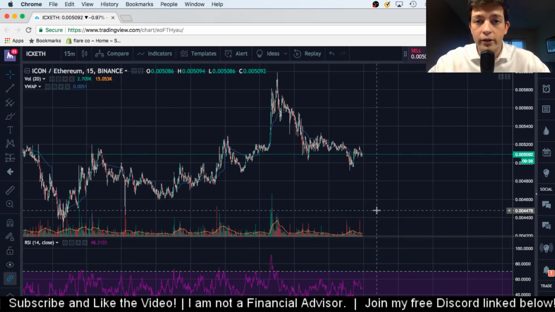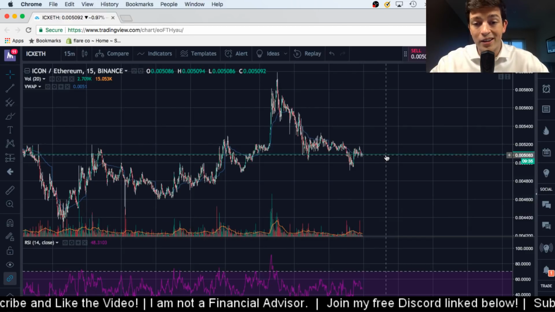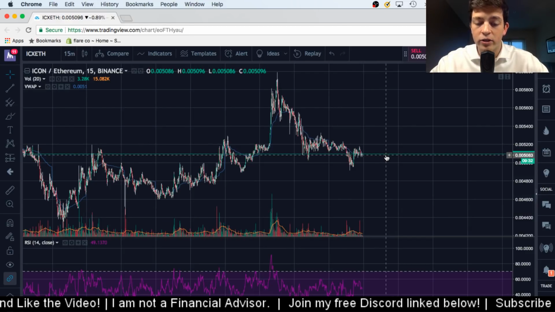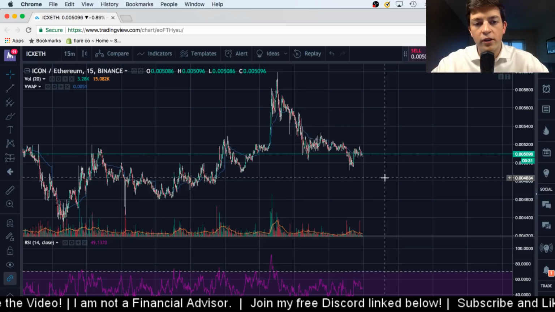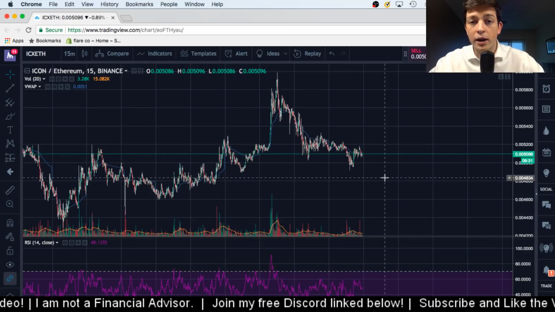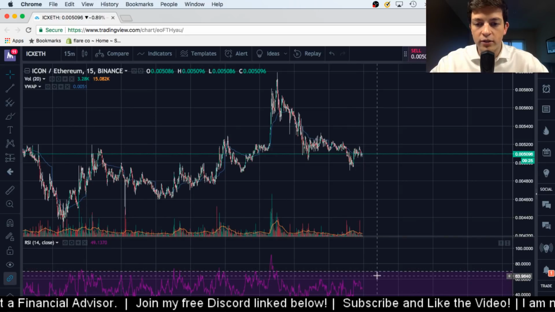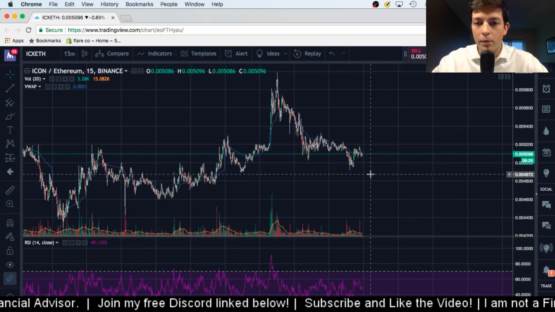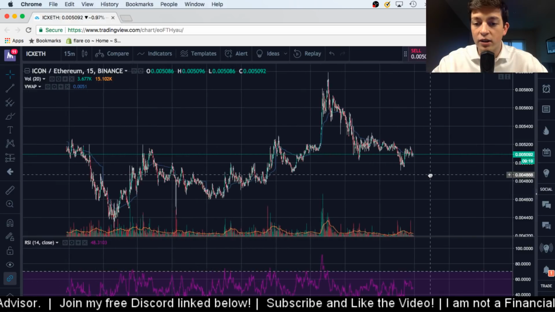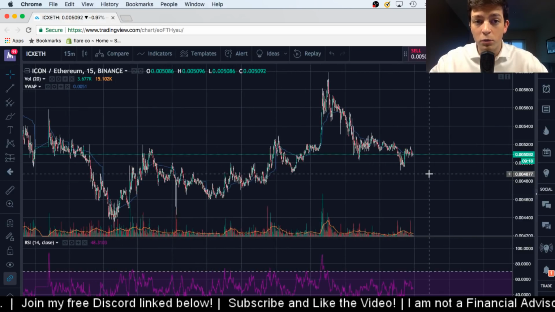I love RSI for day trading. I like it on the 15, the 5, the 30-minute charts. For longer term stuff, I don't necessarily use it. I'd rather use something like the MACD. But again, for short-term trades, it's really helpful to see where that buying and selling pressure is happening and use it in conjunction with other indicators to see what could be going on.